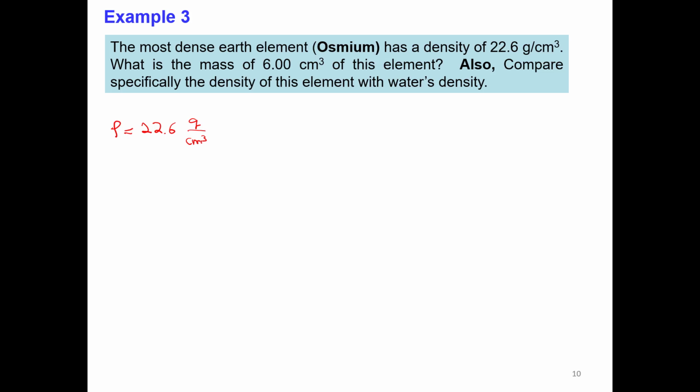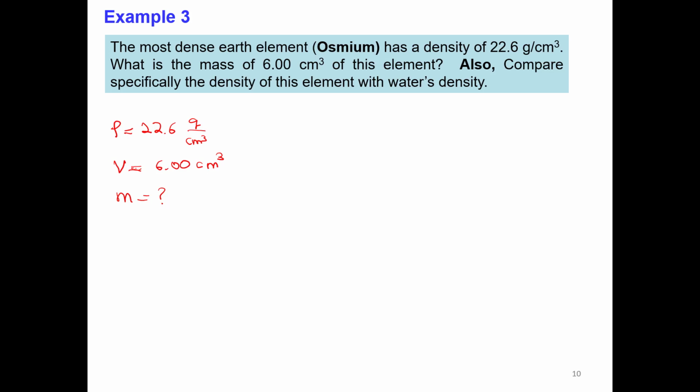Now we need to be careful when we write the information we had from the problem, because it's 6.00 cubic centimeters. Even if the problem doesn't say this is the volume, we know 6.00 cubic centimeters corresponds to the volume, because of the units. Yes, by the units we know. And what we need to find is the mass. Here we know the volume, in this case 6.00 cubic centimeters, and we don't know the mass.